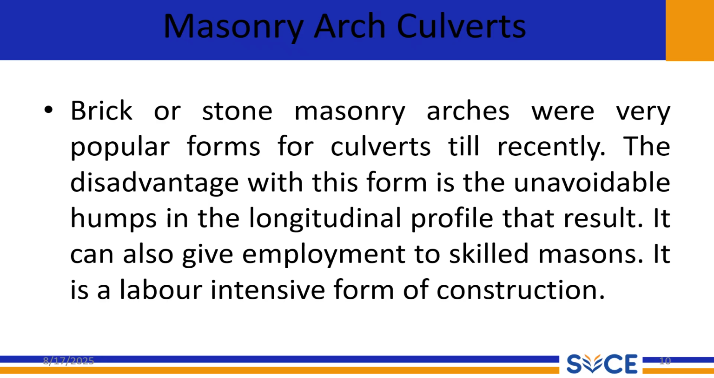The abutment and the wing walls provide support to the arch and transfer the load safely to the foundation. The curved shape of the arch helps in spreading the loads towards the supports, reducing the bending stresses. This makes the masonry arch culvert durable and strong for small to medium spans, usually up to 6 meters. This type of culvert is very economical where stones or bricks are locally available. They are also aesthetically pleasing and blend well with the surrounding environment, which is why they are still found in old roadways, railways and heritage structures.